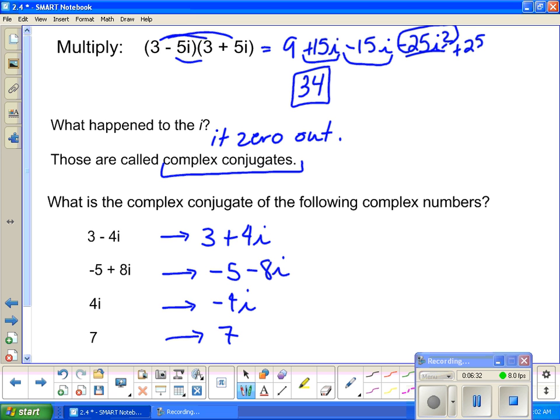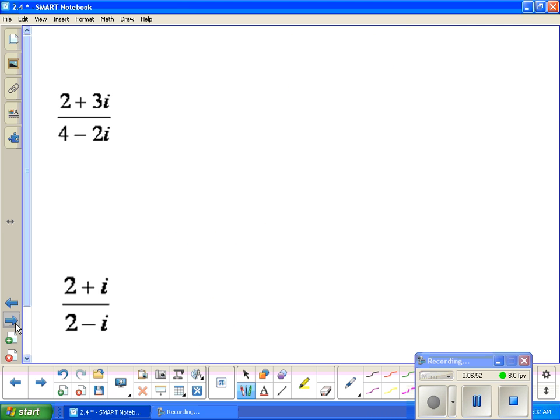There really is on number 7 no complex conjugate because it's a real number. So we don't have a complex conjugate because it's already real. All right. We use the complex conjugate to divide imaginary numbers.